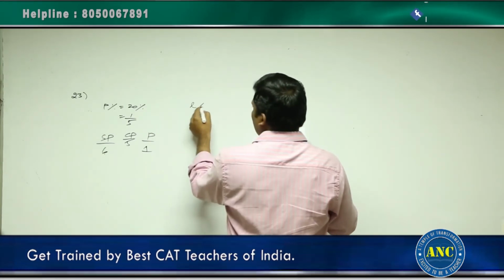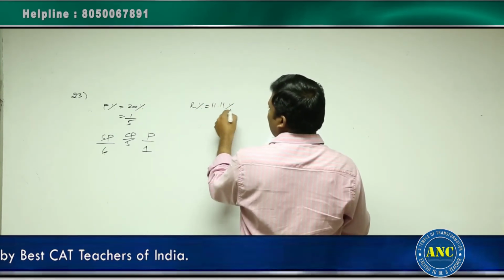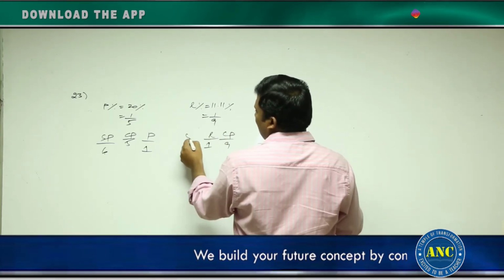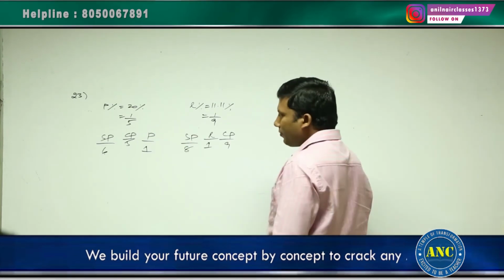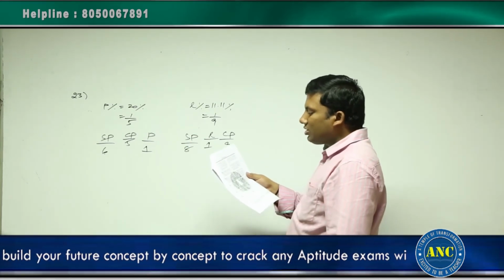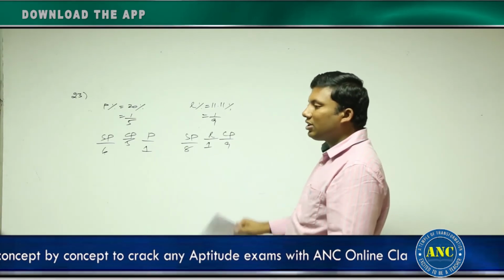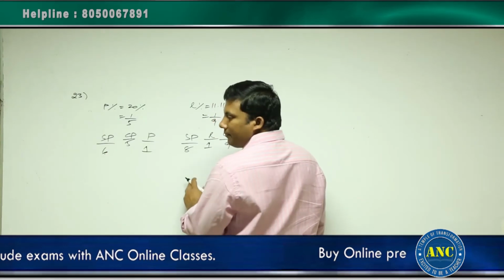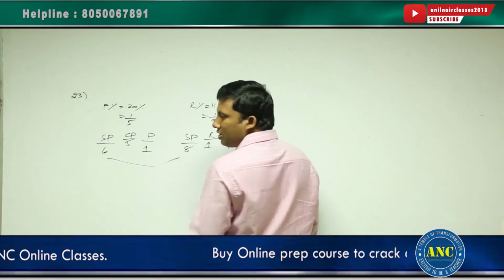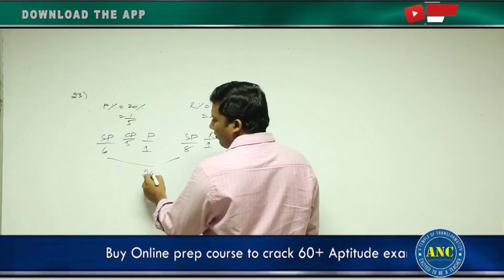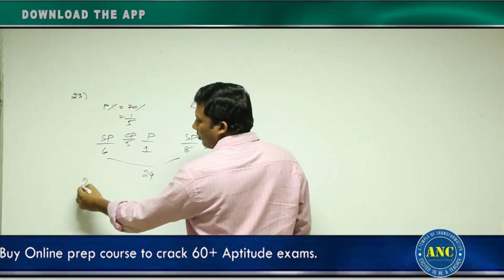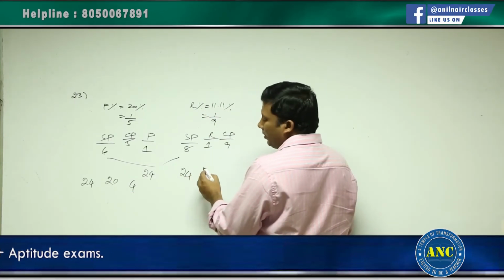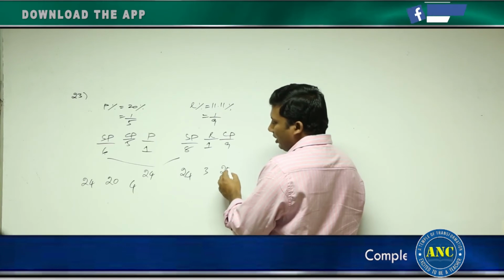Next one. Loss is 11.11%, that is 1 by 9. Cost price 9. Loss is 1. Selling price is 8. But in the question, he sells 2 commodities for rupees 12,000 each. Both are same. First make both of them same. That means 6, 8. How much it will be? Suppose 24 if I take. This will be 4. 24. 24. 3. Multiplication factor. 3. 27.